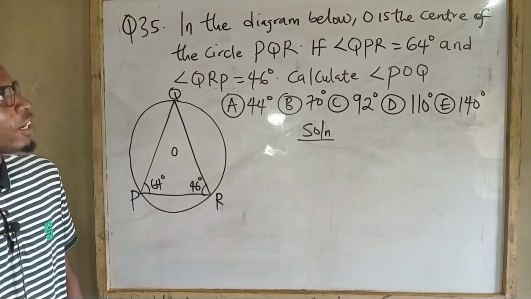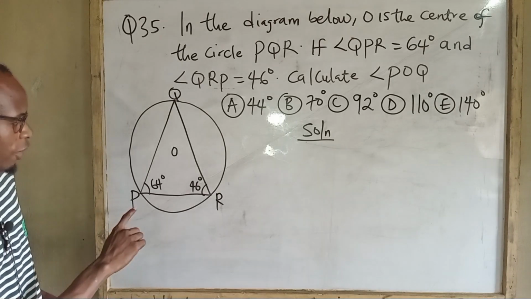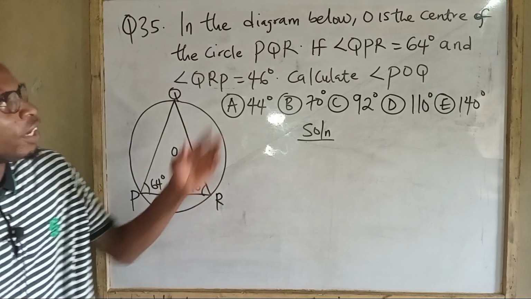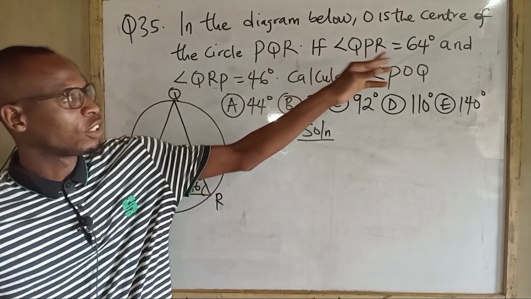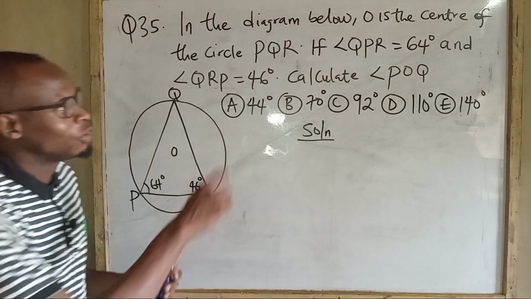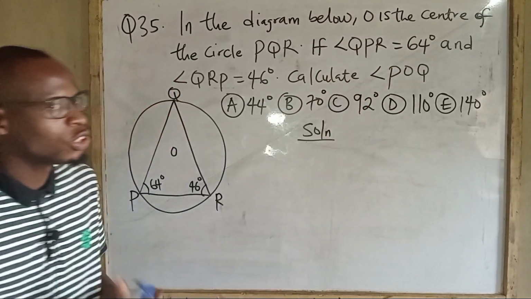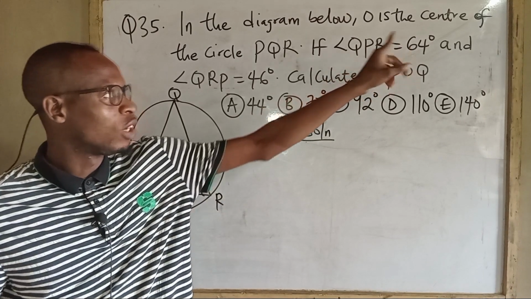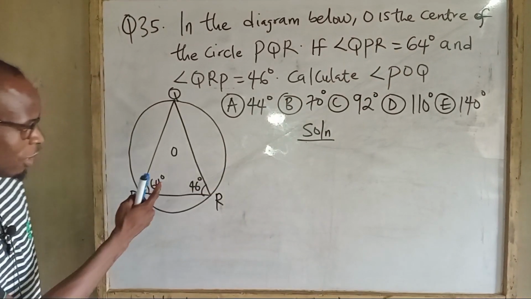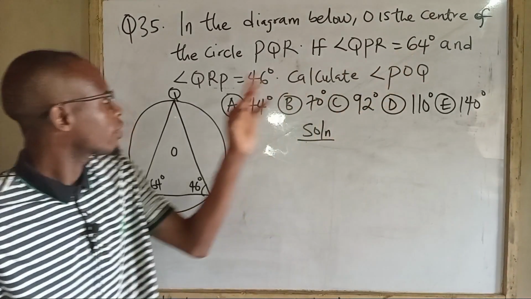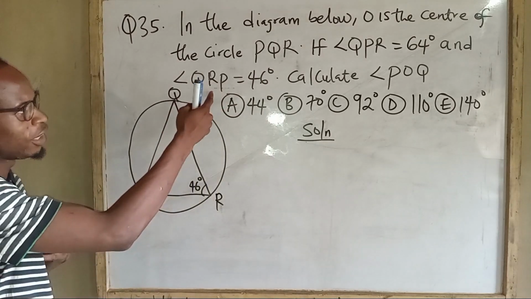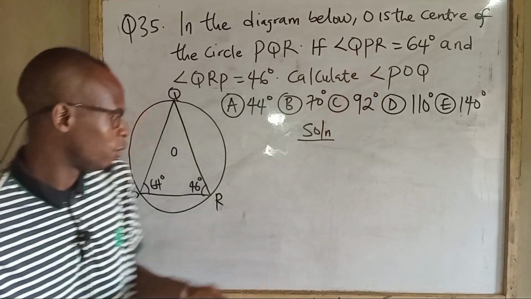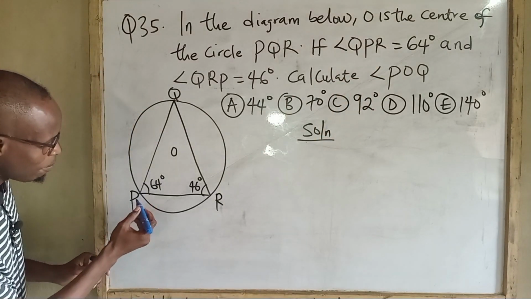25 here says, in the diagram below, O is the center of the circle. This is the circle PQR, and this is O. That's the center of the circle. If angle QPR is equal to 64 degrees, whenever you have something like this, always note the letter at the middle. So the letter at the middle has that angle. So the letter at the middle here is what? P. So that's why we have 64 here. And angle QRP, the letter at the middle is R, as what? 46. So we have to calculate angle POQ. That means we are looking for POQ.